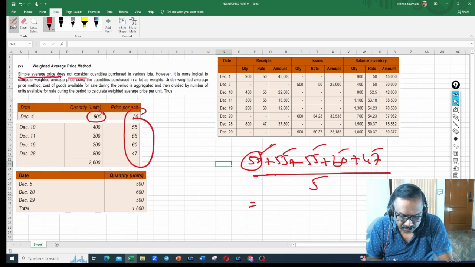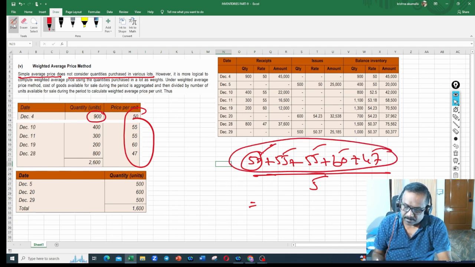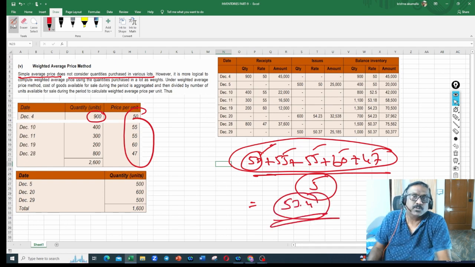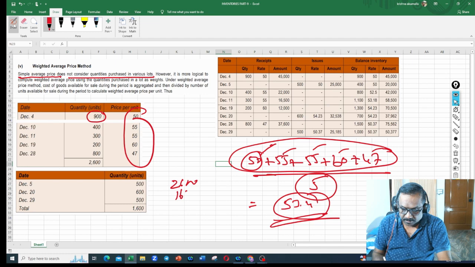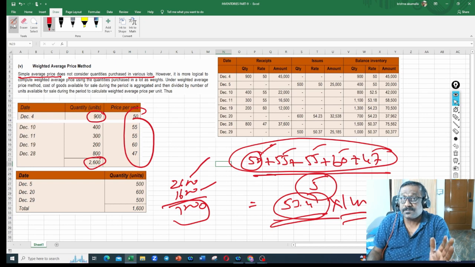Simple average price does not consider the quantities purchased in various lots. What did we do in the simple average method? We simply took these prices and divided by the number of prices we had taken into account, and arrived at 53.4, if I remember correctly. This is the average price we arrived at, and we multiplied it with the closing stock. 2600 minus 1600 is equal to 1000. 2600 is the purchase quantity, 1600 is the quantity issued to production. So net net we have 1000 quantity as closing stock. We multiplied that with the average price, so we got the closing inventory value. That was in the simple average method.